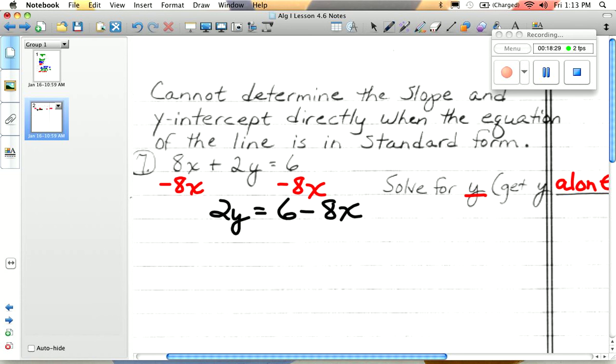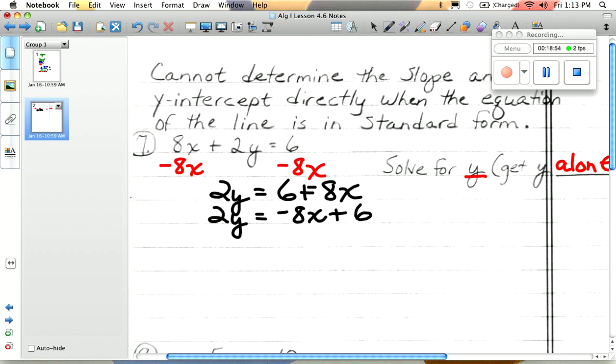Could we put it as y equals -8x plus 6? Yeah, we could, because we can change this to add the opposite, right? And then the 8x and the 6 can trade places because now we changed it to addition. So if we change it to add the opposite, then we can let the x's and the constant trade places.